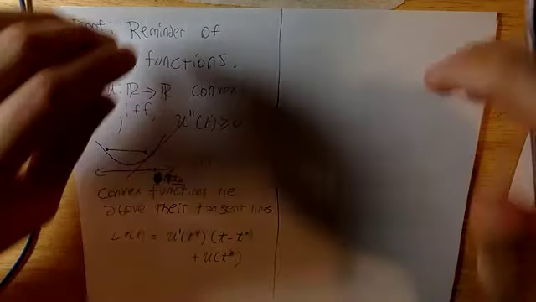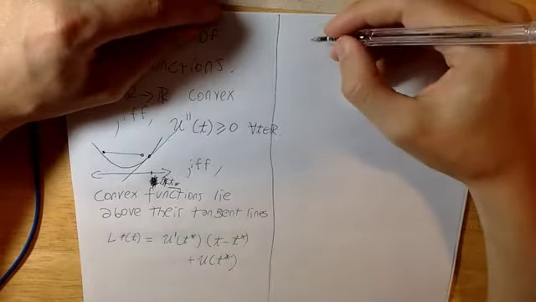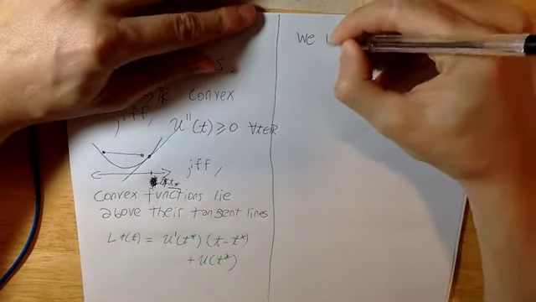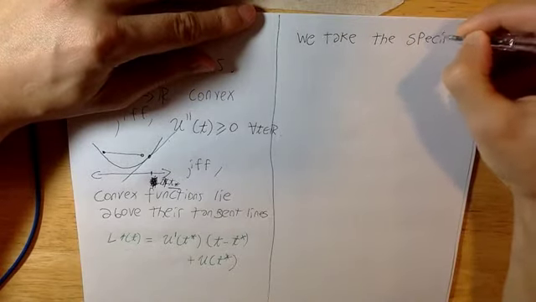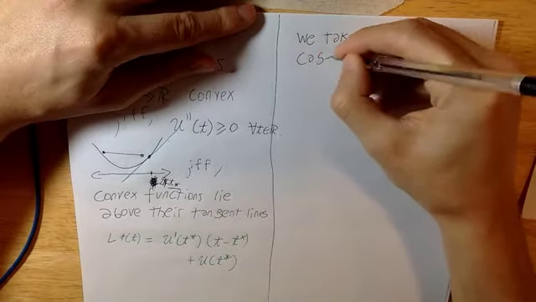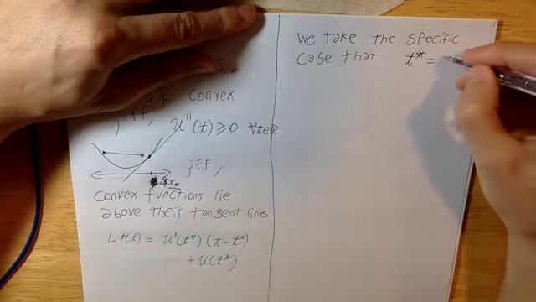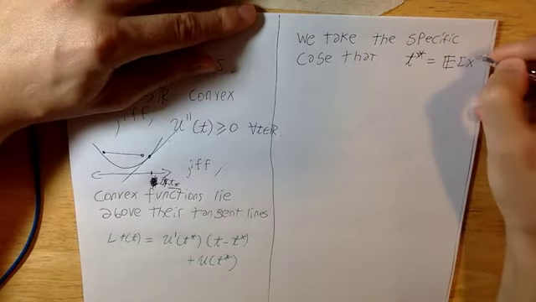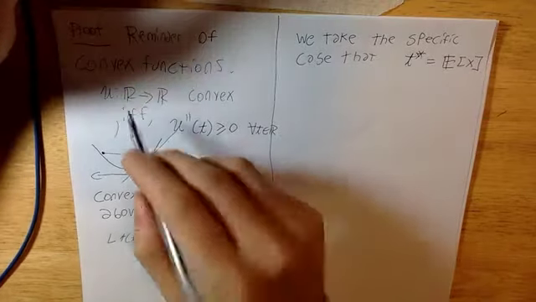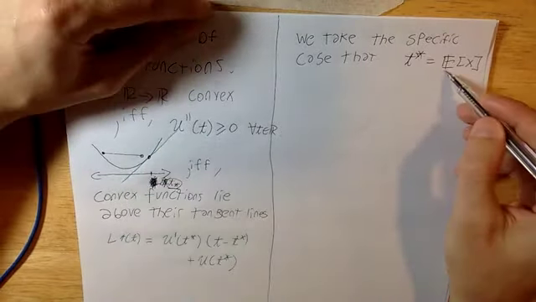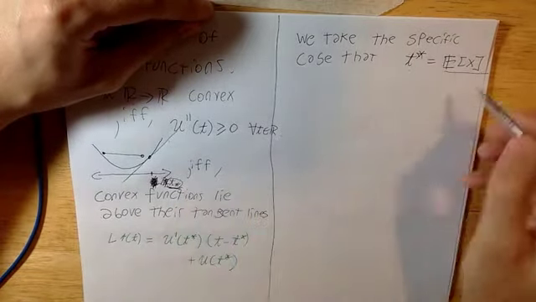All right, so in particular, we take the specific case that T star is equal to the expectation of X. So T star is the expectation of X. U is a function from R to R. Expectation of X is a number in R. And now we take this T star to be expectation of X.